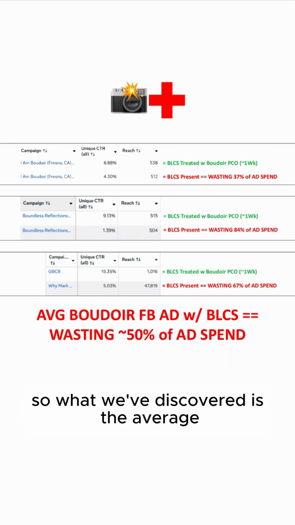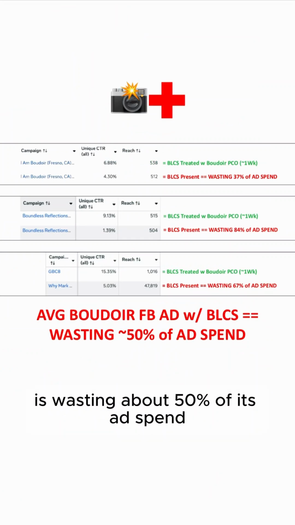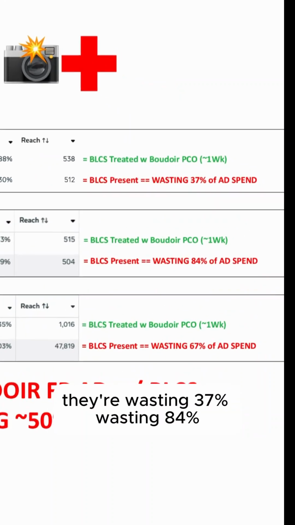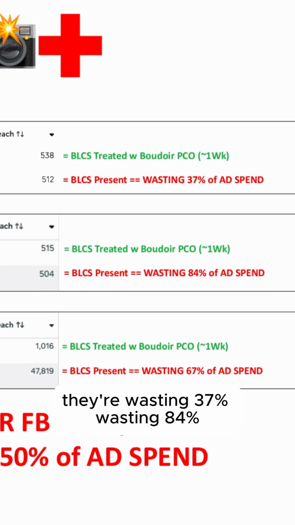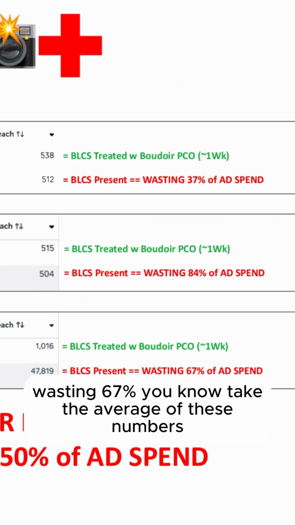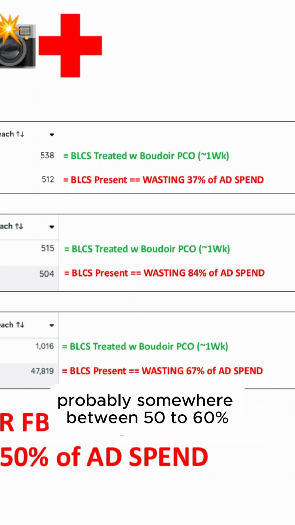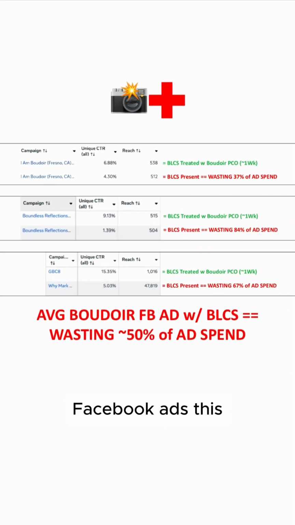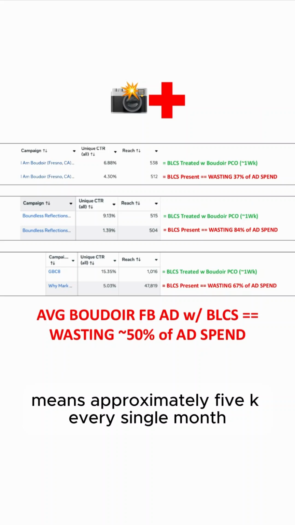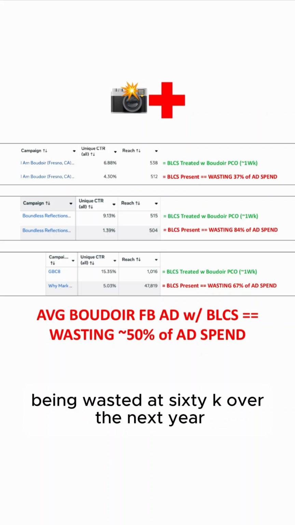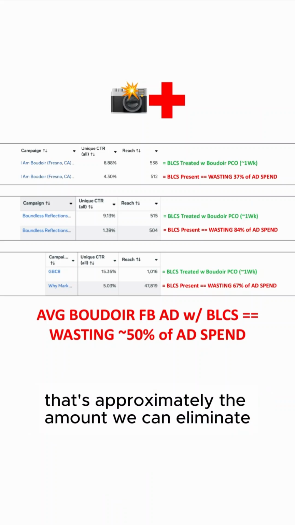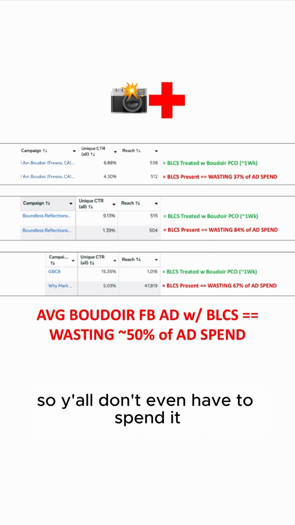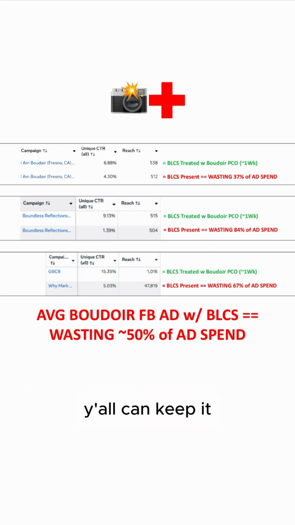So what we've discovered is the average boudoir Facebook ad with BLCS is wasting about 50% of its ad spend. I mean, look at the numbers here. They're wasting 37%, wasting 84%, wasting 67%. Take the average of these numbers, probably somewhere between 50 to 60%. So if they're spending 10 grand a month on boudoir Facebook ads, this means approximately 5K every single month's being wasted. That's 60K over the next year. That's approximately the amount we can eliminate being wasted, put back in y'all's pockets, so y'all don't even have to spend it. Y'all can keep it.